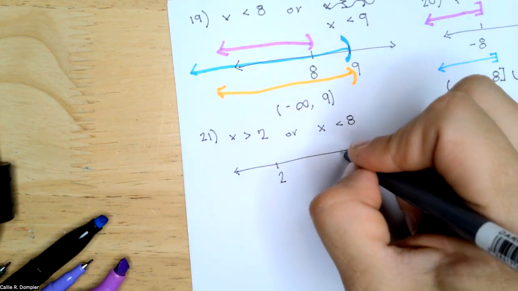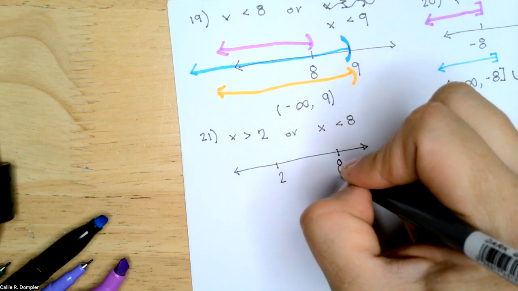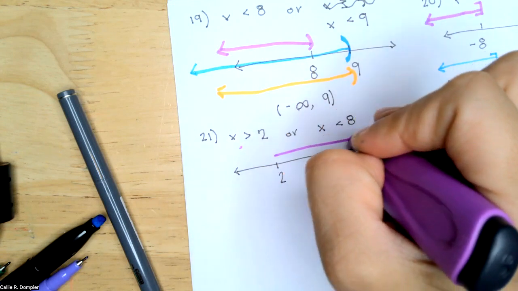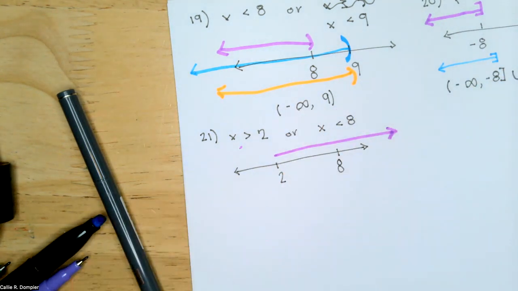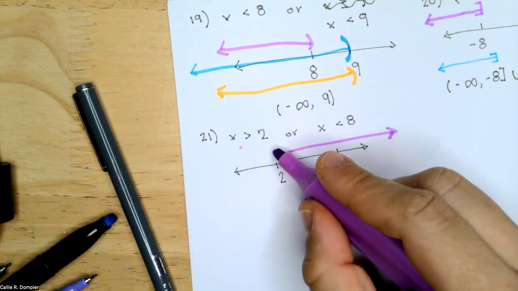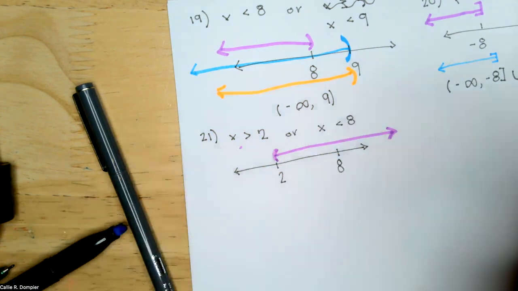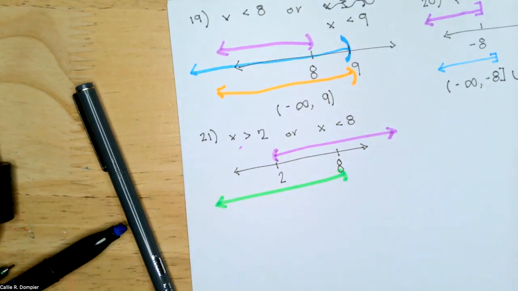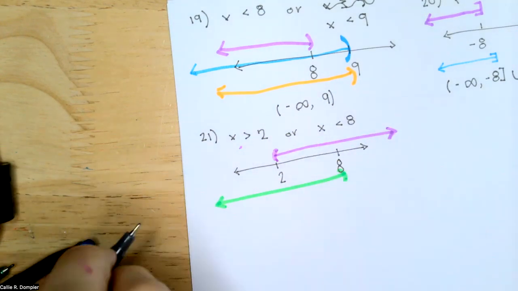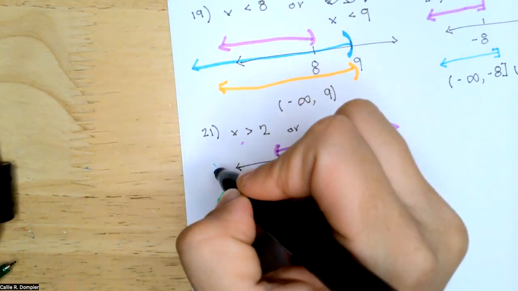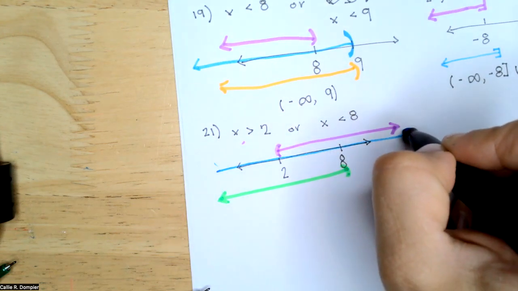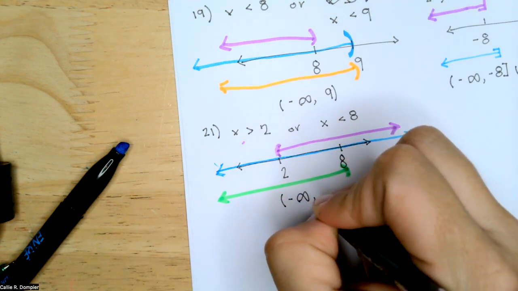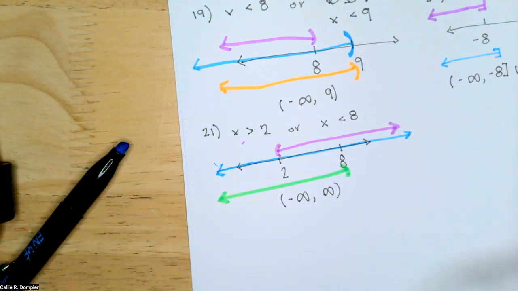Here's 2. Here's 8. Good. X is greater than 2. That means it goes forever in that direction. Oh, sorry. X is less than 8. That means that it goes forever in that direction. Good. All right. On your number line, you are going to cover everything, right? Because that one goes forever this way. That one goes forever this way. So what you have is negative infinity to positive infinity.